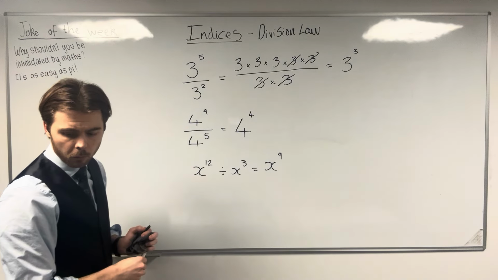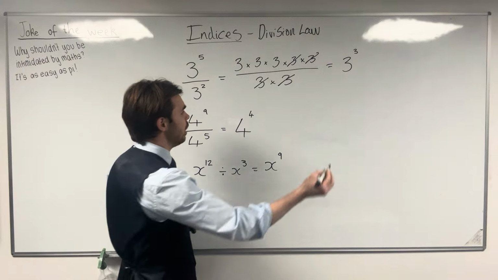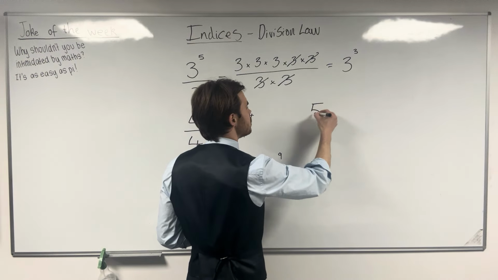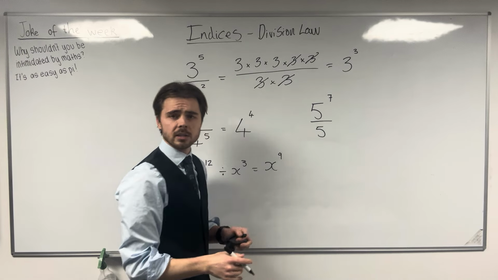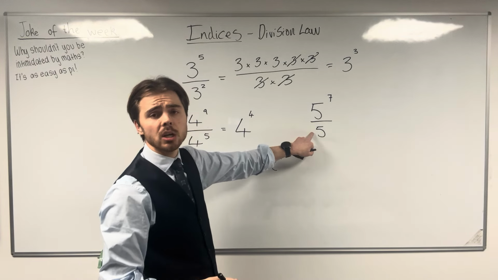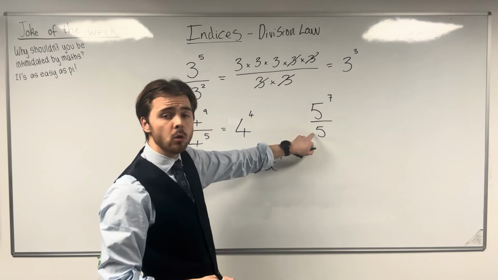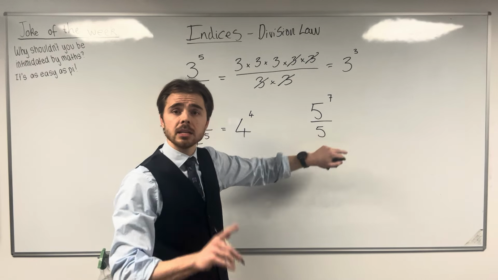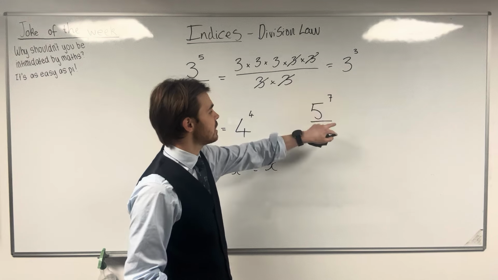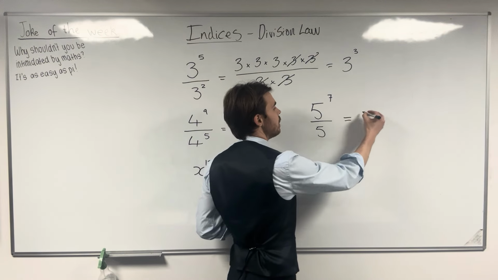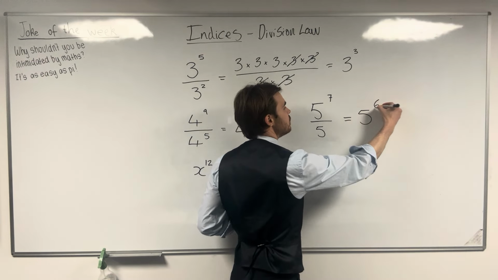Okay, couple more. We are going to do 5 to the power of 7 divided by a 5. We saw this in the previous video. When you have a singular value, the invisible power is 1 because there's just one of that value. So we've got 7 take away 1. So my answer over here would be 5 to the power of 6.